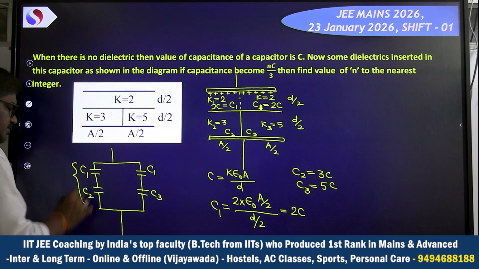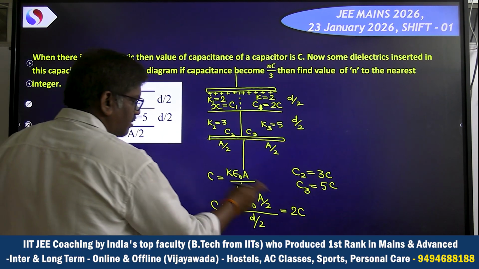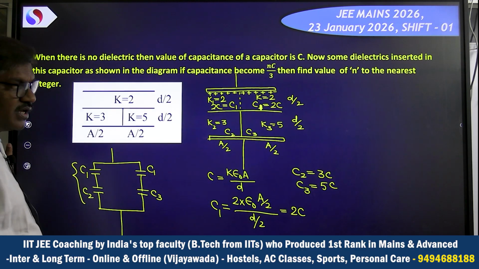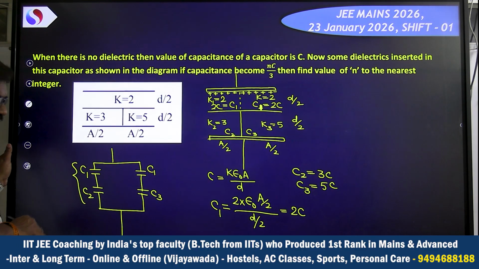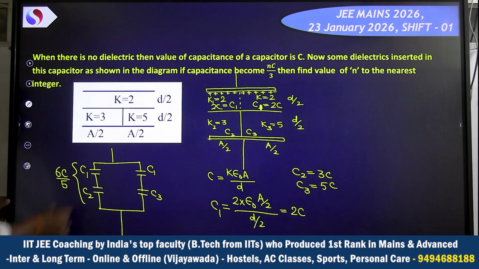So now C1 and C2 are in series. What will be the series formula? C1 C2 upon C1 plus C2. That means 2 into 3 by 5, that is 6C by 5. Okay. Their equivalent will be 6C by 5.